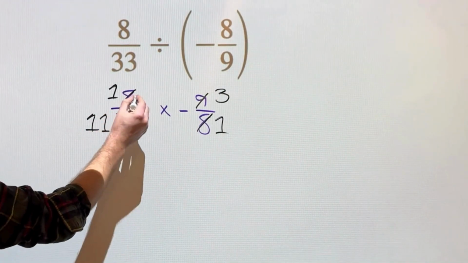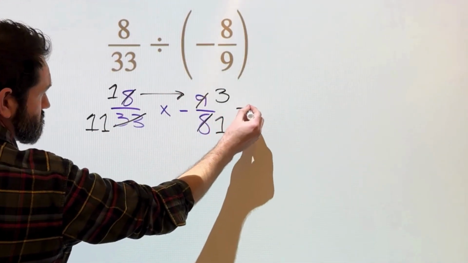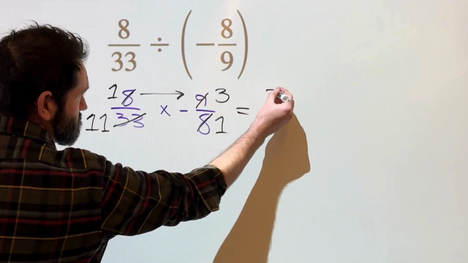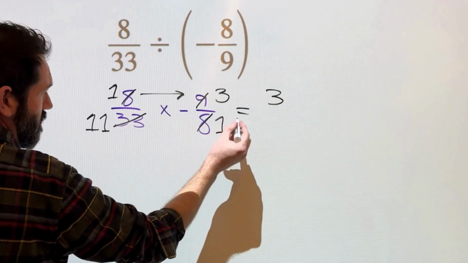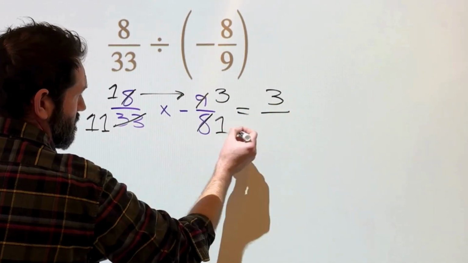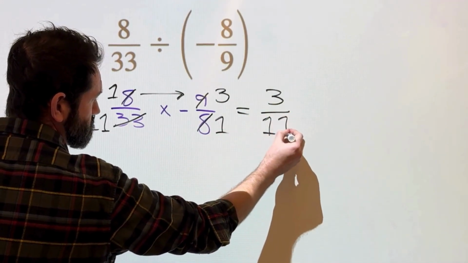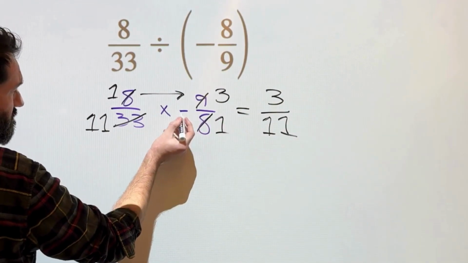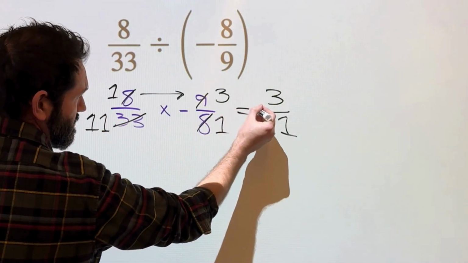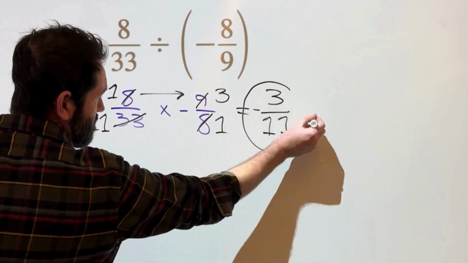So now multiply straight across. Okay, you got 1 times 3 is 3. 11 times 1 is 11. And don't forget that this is a negative, because a positive times a negative is a negative. So we get a -3/11.